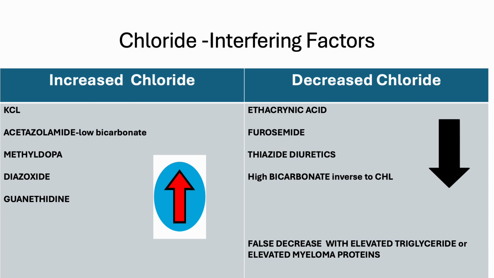Methyldopa is a centrally acting sympatholytic agent used in the treatment of hypertension. Diazoxide, also known by the brand name Proglycem, is used to treat low blood sugar, and it works by blocking the release of insulin from the pancreas. Guanethidine is an antihypertensive agent, and the brand name is Ismelin.